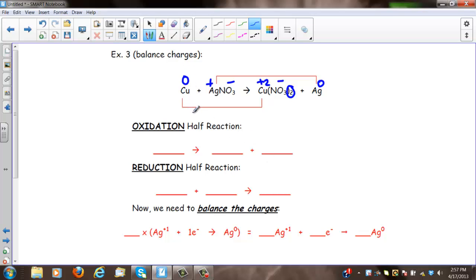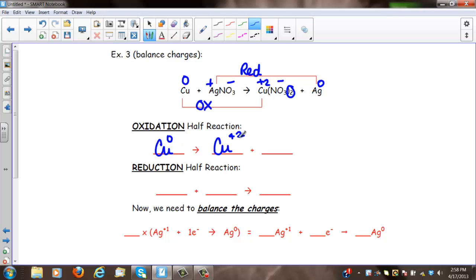So let's take a look at what's going on. I've got copper going from 0 to plus 2. It's becoming more positive, which means it lost electrons. LEO, a loss of electrons is oxidation. And my Ag went from plus to 0. It's becoming more negative. And we know that GER, a gain of electrons, is reduction. So let's write our individual half reactions, starting with our element that was oxidized, Cu0, turned into Cu plus 2.